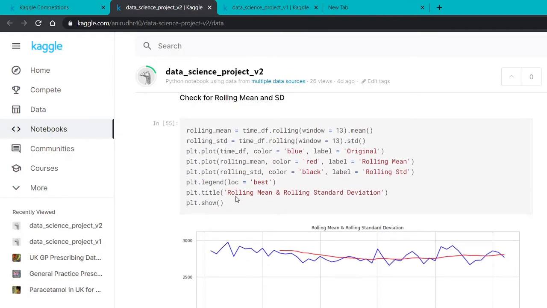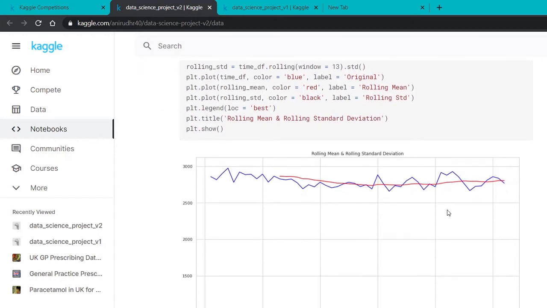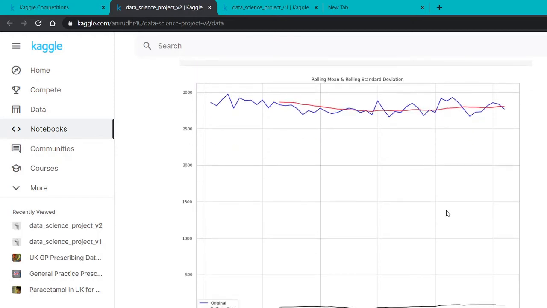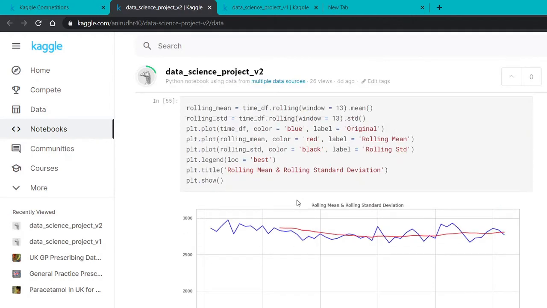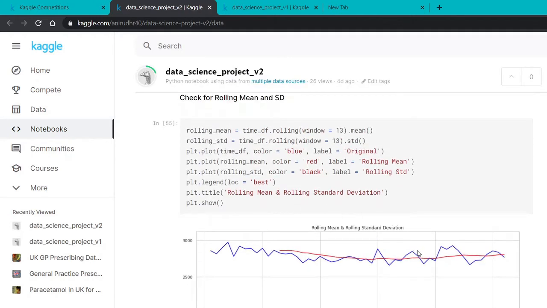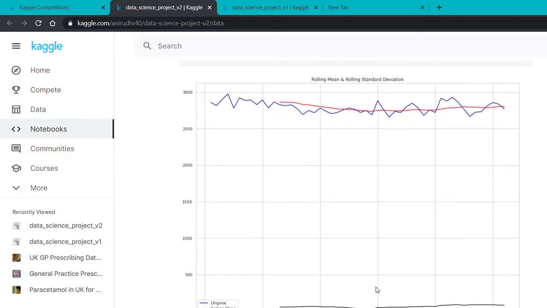So that is the main goal of the algorithm. First, it converts the data into a stationary time series and then tries to capture the nuances in the data. To check whether it is stationary, we have two methods. First, checking rolling mean and rolling standard deviation. The rolling mean and rolling standard deviation say that it is not completely stationary.